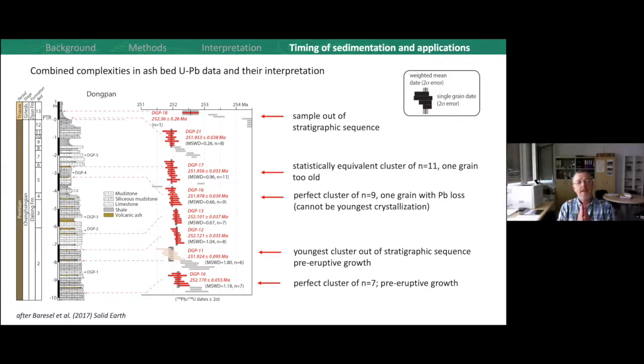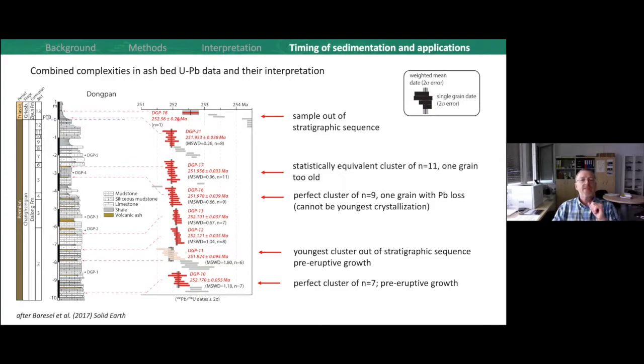We can take our weighted mean age as the age of the deposition of this ash bed. Of course, this is an oversimplification. The zircon crystallized in the magma chamber, was flying through the atmosphere and being deposited. There is an unknown delta T between crystallization and deposition.